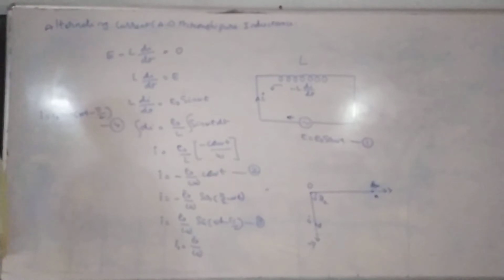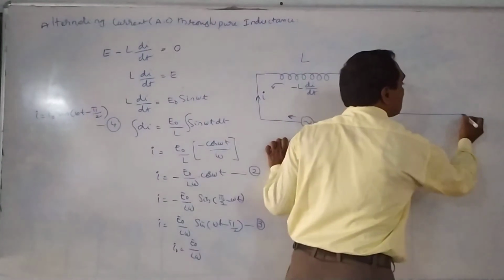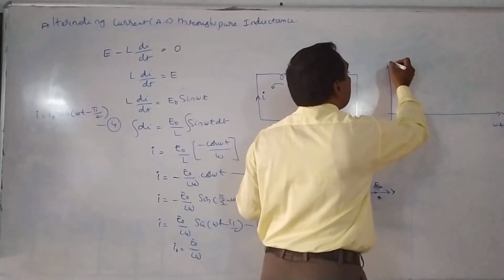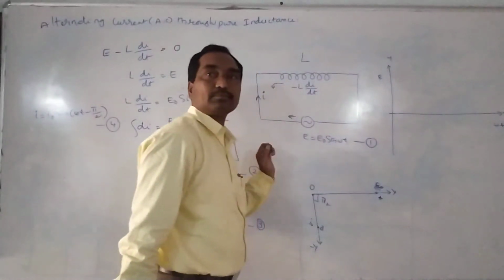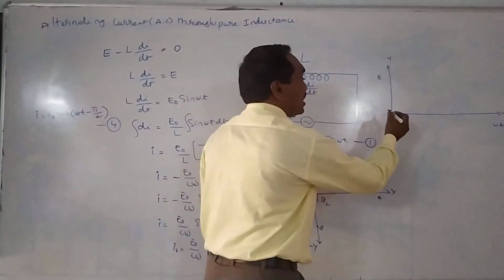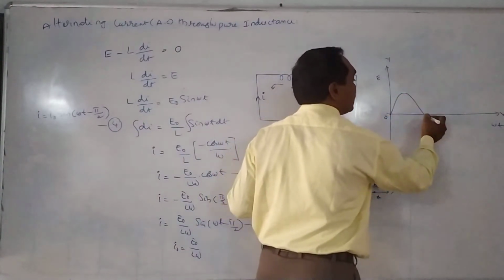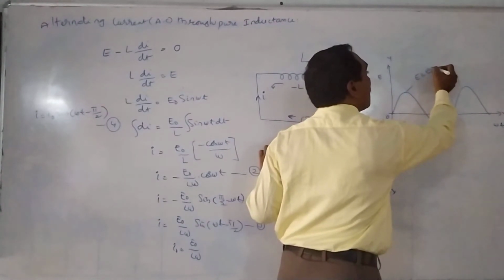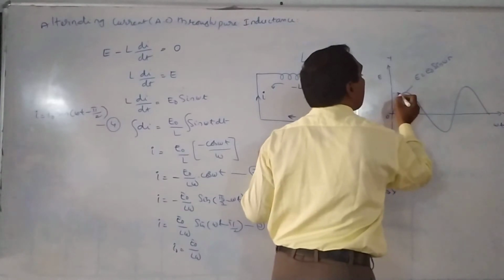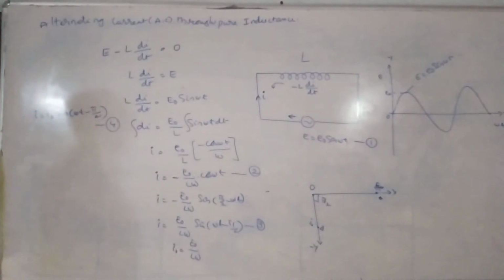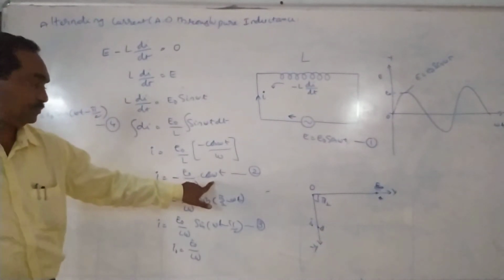Now, how can we draw the graph? For this purpose, on the x-axis we take omega t, and on the y-axis we take E or I. We know E is equal to E naught sin omega t. This sin omega t starts at 0 and has values like this. This is E is equal to E naught sin omega t, and this is the maximum value. How can we draw the current? For this purpose, we will go this way.